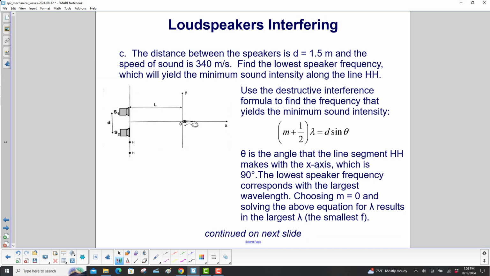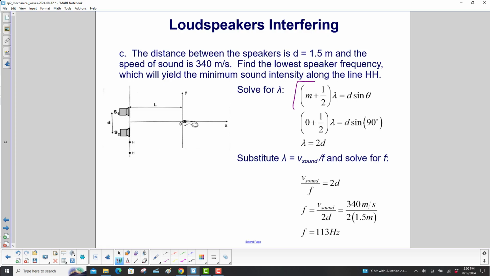Find the lowest speaker frequency which will yield the minimum sound intensity along the line HH. Use a destructive interference formula to find the frequency that yields the minimum sound intensity, right over here. Theta is the angle that the line segment HH makes with the x-axis. Right, there's our 90 degrees, here's the x-axis. The lowest speaker frequency corresponds with the largest wavelength. Choosing m equals 0 and solving the above equation for lambda results in the largest lambda, but the smallest frequency.